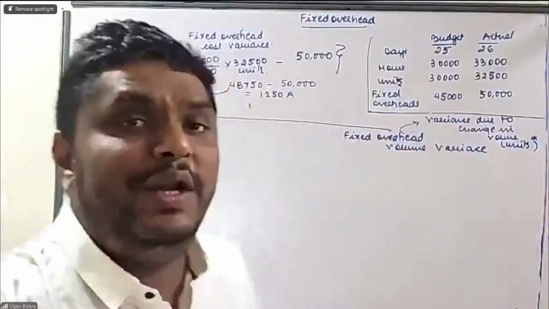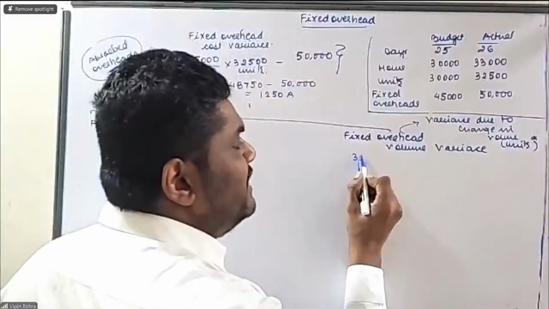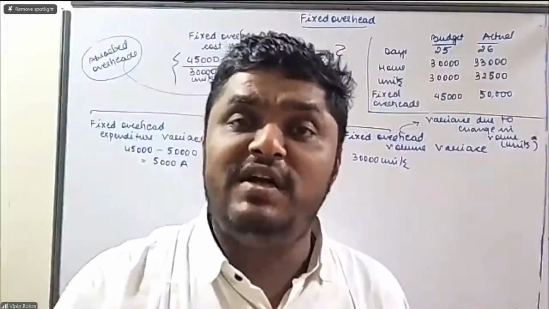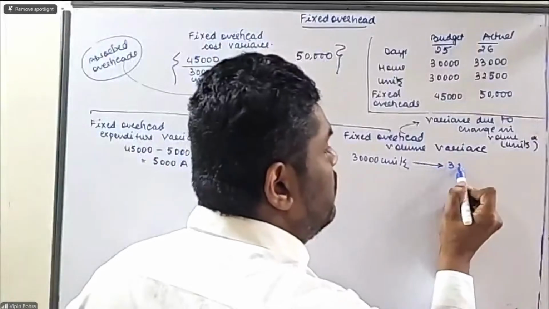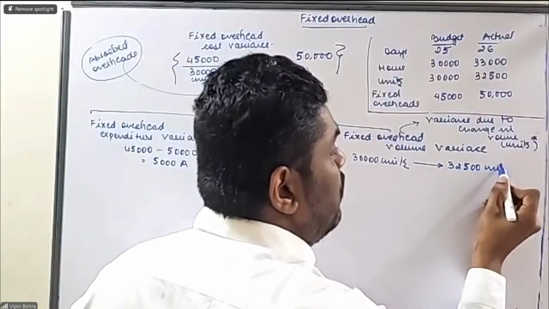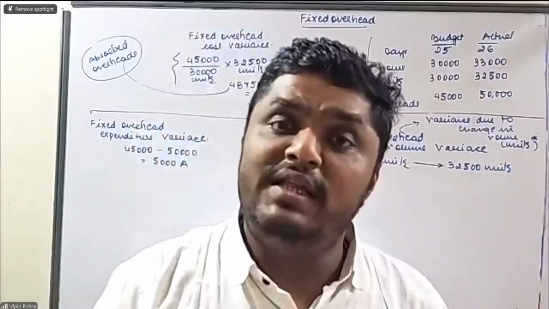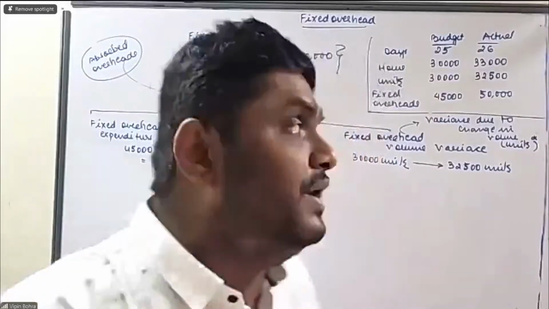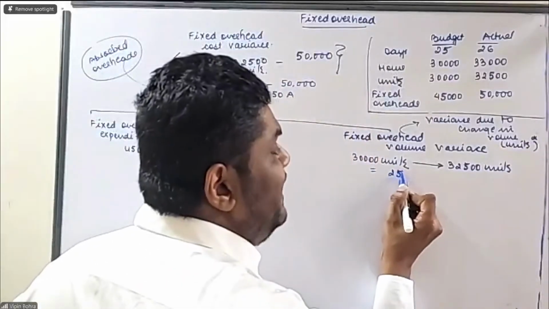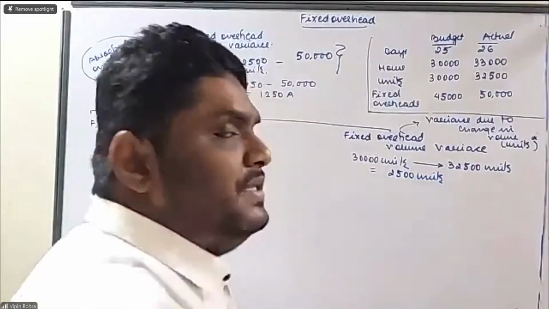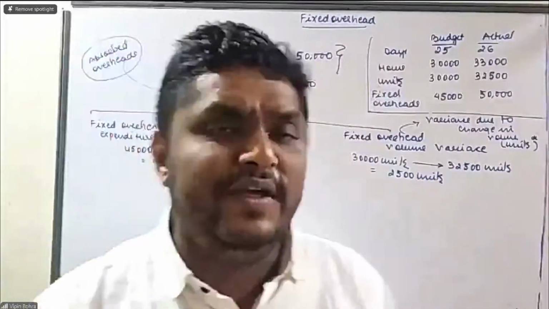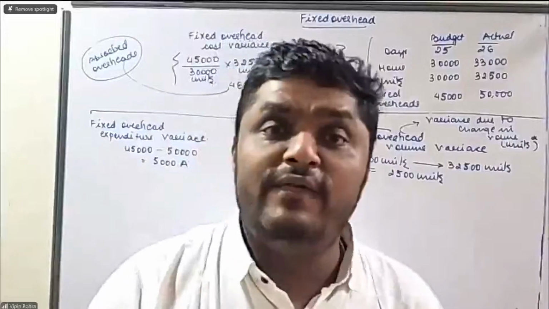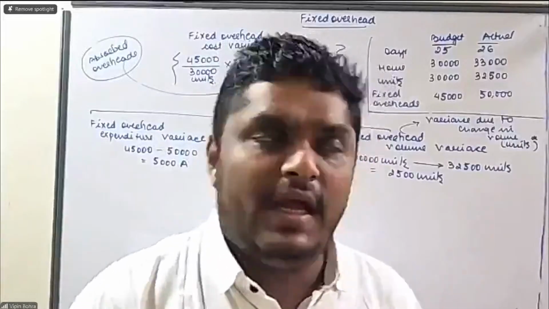So how many units should we have manufactured? Very simple, 30,000 units we should have manufactured. But the units actually manufactured are how many? 32,500. We were supposed to manufacture 30,000 units, but we actually manufactured 32,500 units. 2,500 units extra we manufactured. So it's a good sign for the company.